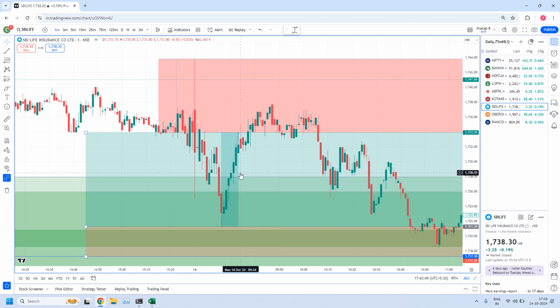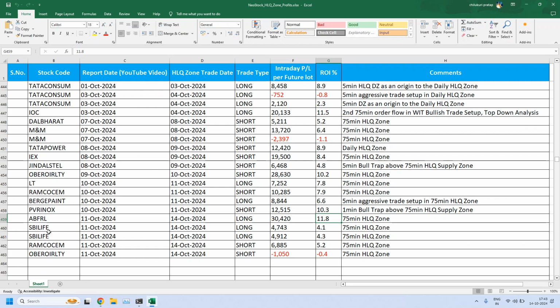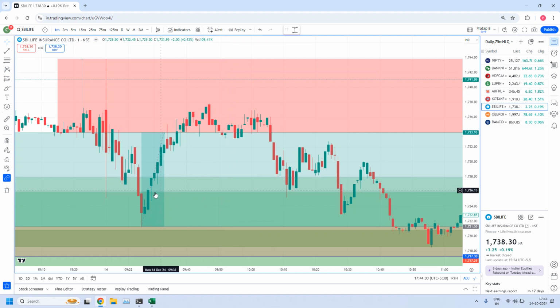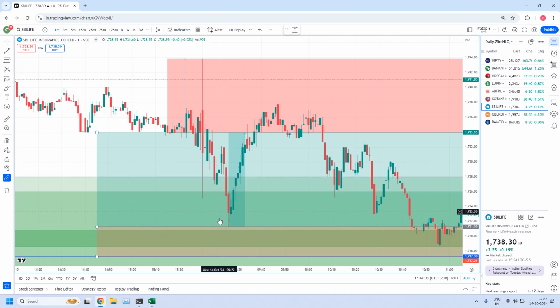How much profit did we get? In SBI Life, we got 4,743 rupees, which is 4.1% ROA as per one futures margin. We got 4.1% return on our investment in just 8 minutes. That is the power of the high liquidity zones. After that, this 15 minute zone again pushed the prices.